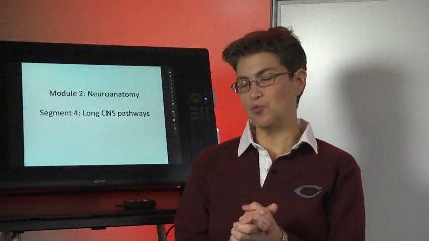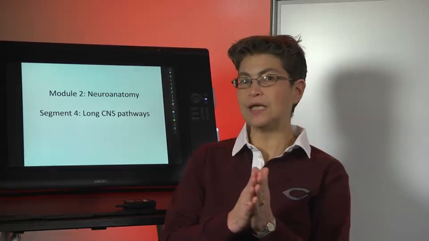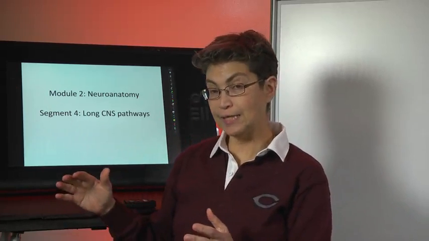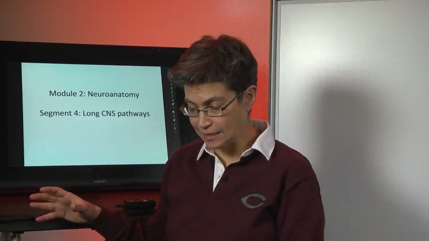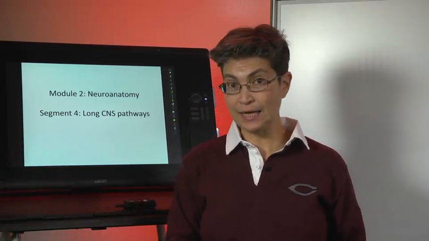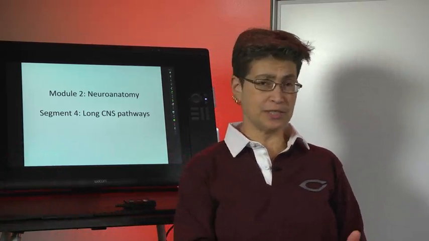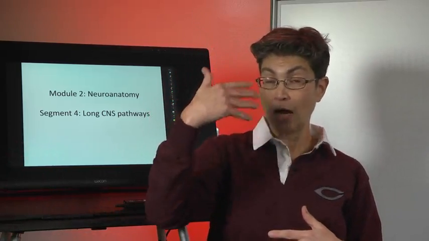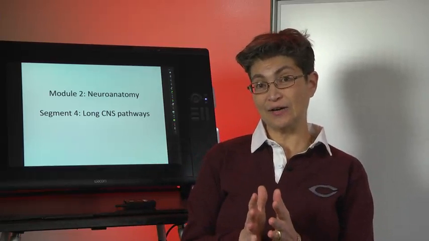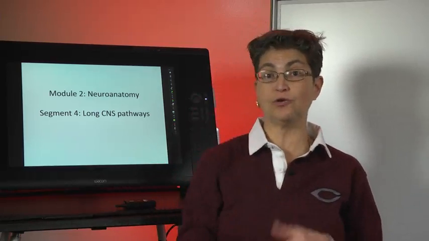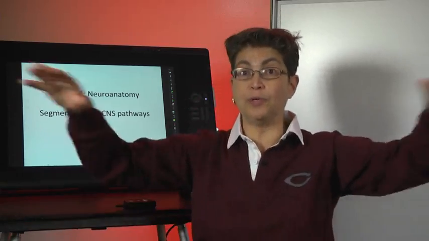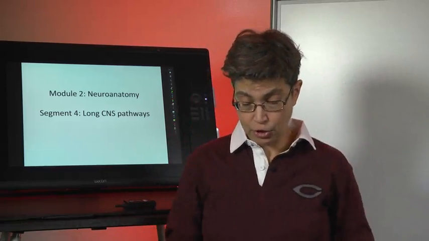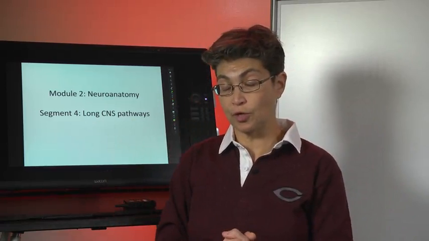Okay, in this segment, we're going to look at the long pathways that go through the central nervous system. In the case of sensory information, that information comes in, and from wherever it comes in, whether it's the sacral cord, the lumbar cord, or the hindbrain, it has to get from there up into the cerebral cortex, or else nothing's going to happen. There will be no perception. So there has to be a trajectory, and we're going to go over that trajectory.